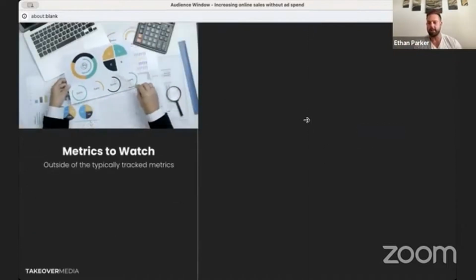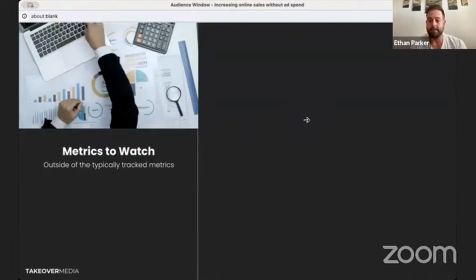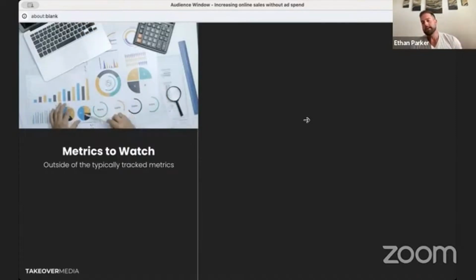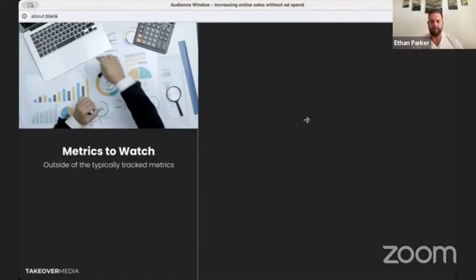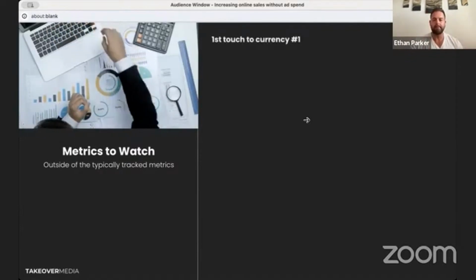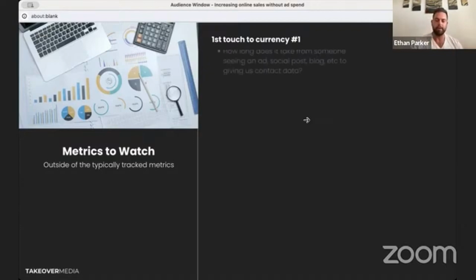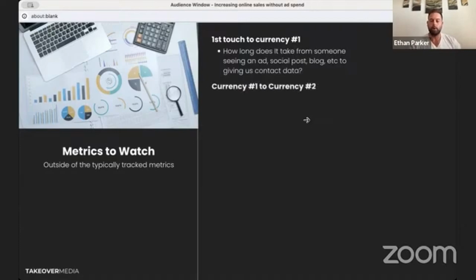All right, last thing, and then I'll wrap it up if we don't have anything over there. Metrics to pay attention to, outside the typicals, obviously like LTV, average order value, things of that nature, traffic, conversion rate. Track all those things, of course, in addition to what I love to leverage. You have to have something like Segmetrics to do this, but it's first touch to currency 1. So from seeing an article, an ad, a YouTube video, from that moment, the first touch, how long until we collect information, and then currency 1 to currency 2.